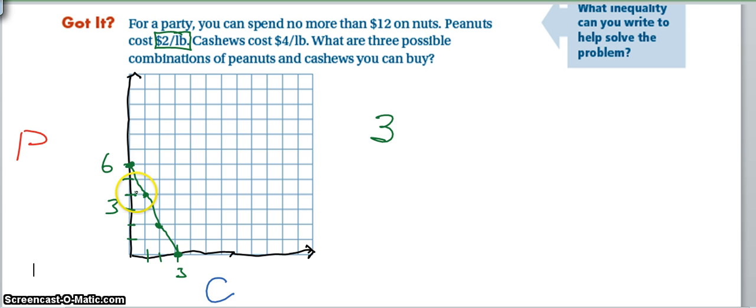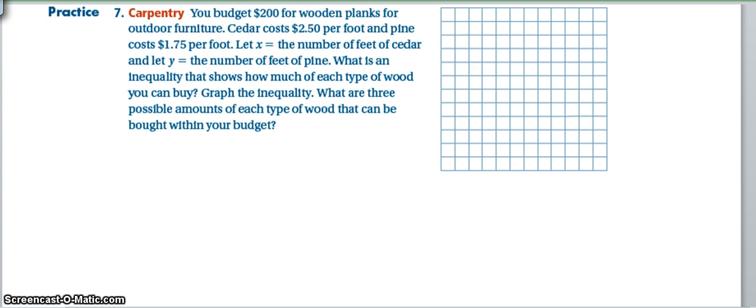Well, really, let's look at the shading first. We're going to be shading below it. I love budget problems because this is real world. So we budget $200 for outdoor furniture.